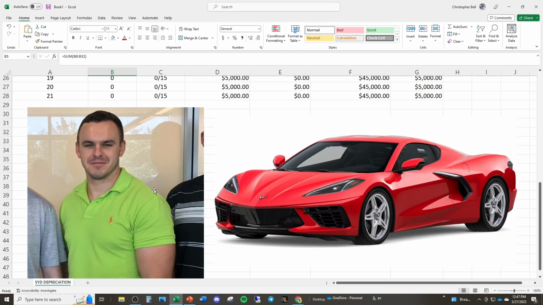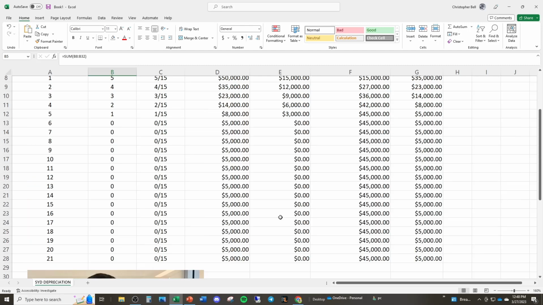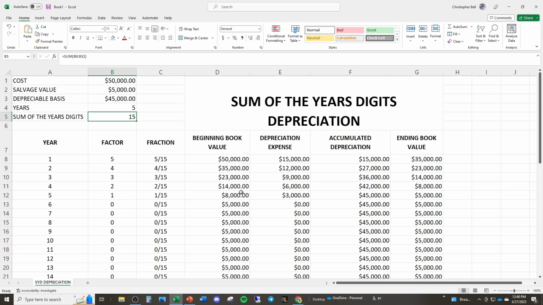In this video, we're going to cover the concept of sum of the years digits depreciation, which is a very special way of taking accelerated depreciation on a business asset, for example. In this scenario, we have Christopher Bell, this is me on the left. I'm going to be buying a sports car for my business because I totally need this for my online accounting tutoring/YouTube business. So, how are we going to depreciate this car?